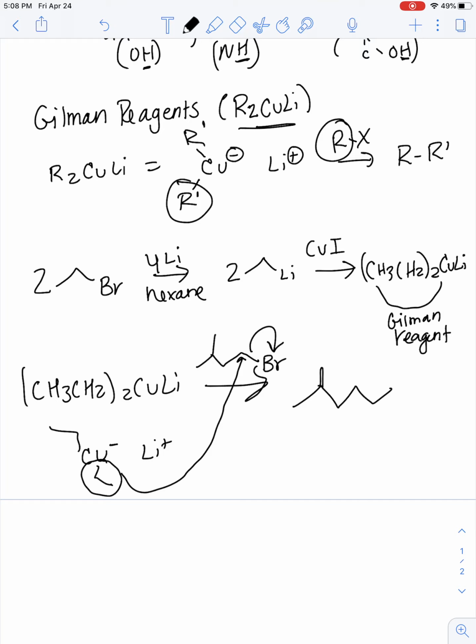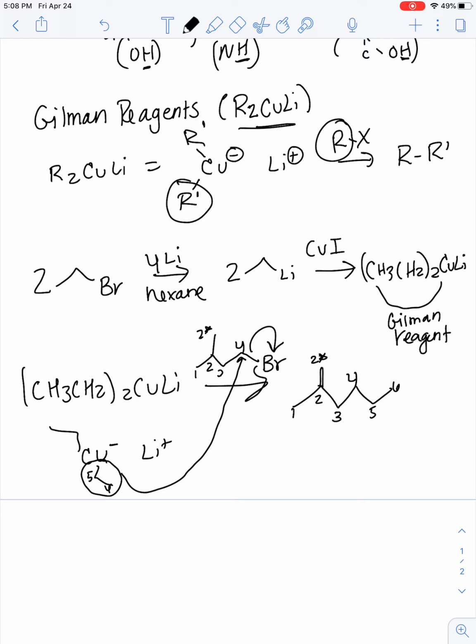So again, if we look at carbons 1, 2, 3, 4, we have 1, 2, 3, 4, and then we would have 5, 6. So 5, 6. And then this we'll call 2 star. So this is coming off of our carbon 2.